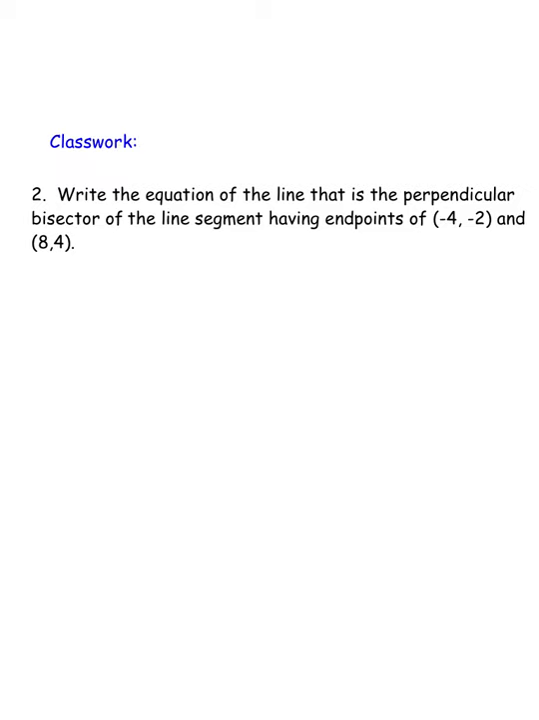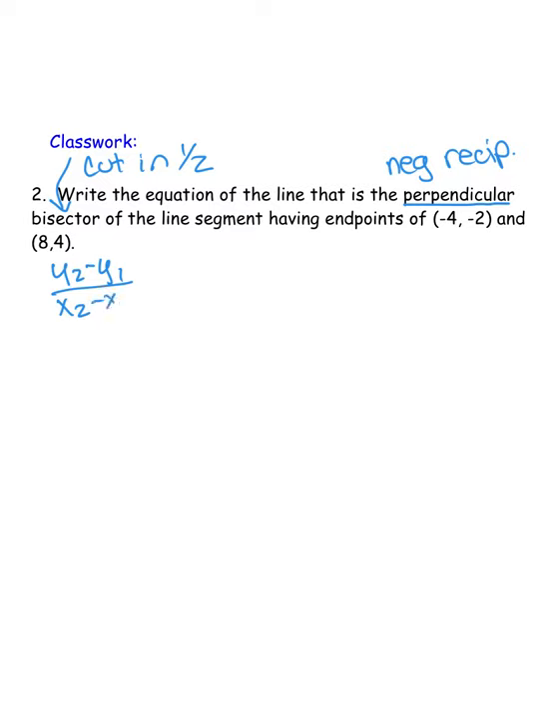For number 2, it says write the equation that is the perpendicular bisector. So again, think negative reciprocal slope. And when you see the word bisector, think cut in half. So first thing, I need my slope. So y2 minus y1 over x2 minus x1. y2 is 4, y1 is negative 2. x2 is 8 minus negative 4. 4 minus negative 2 becomes 6, and 8 minus negative 4 becomes 12, so that is 1/2.